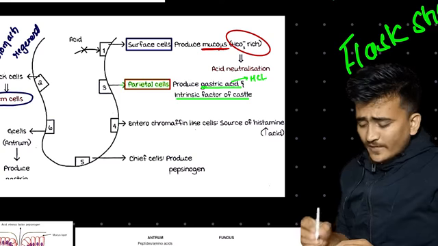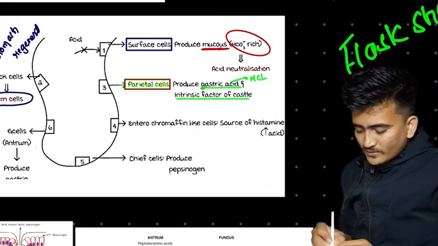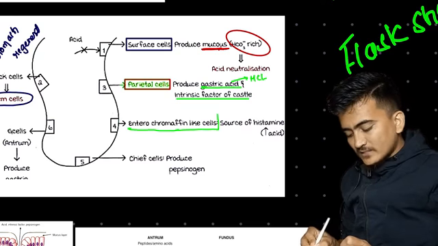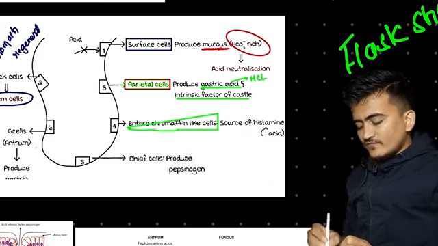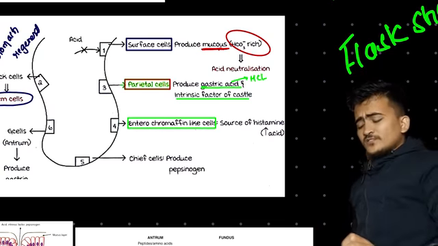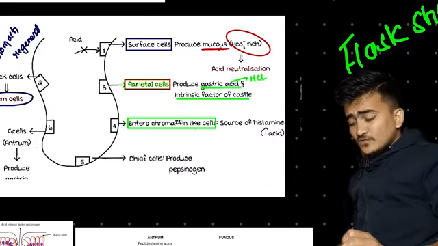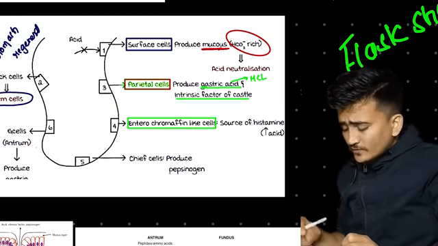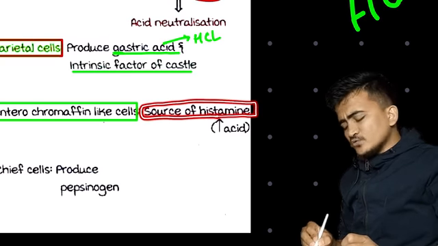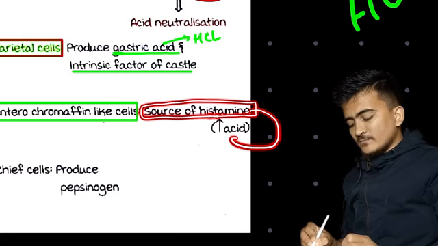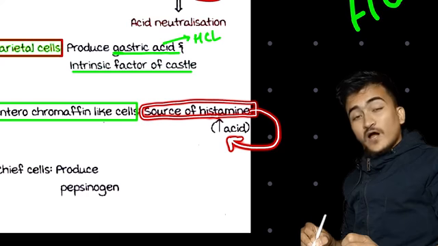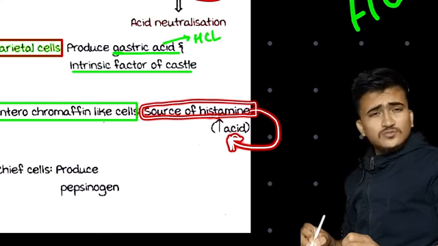Now moving further, we have the number 4 cell. Now what is this number 4 cell? The number 4 cell is our enterochromaffin like cells. What is it about this enterochromaffin like cell? The enterochromaffin like cell is a source of histamine. So what is the importance of histamine right here? It is the source of histamine that will take part in enhancement of production of acid or gastric secretion. So that is the importance.